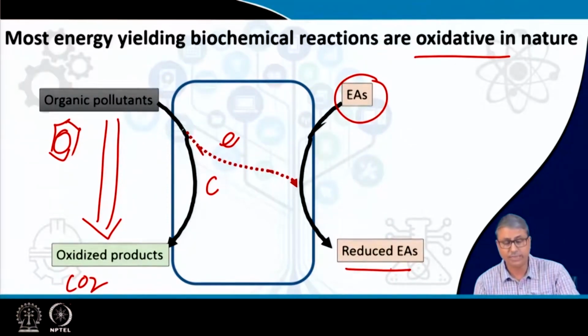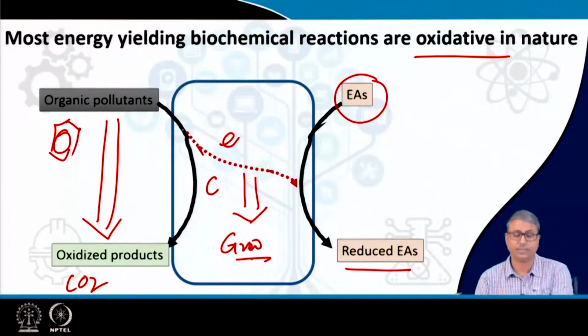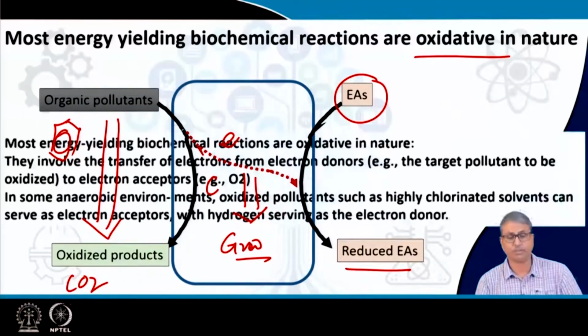Now, using that energy, the cells will basically grow, and as they grow, they allow the growth of the other members of the community as well, because the metabolites released by these cells, either during their own degradation or during their death and decay, will facilitate the growth and activities of the other microorganisms.